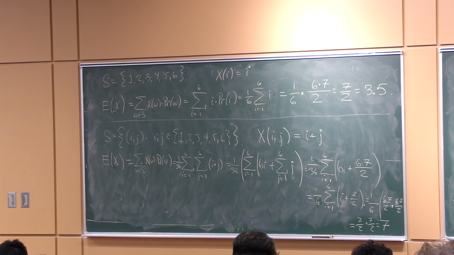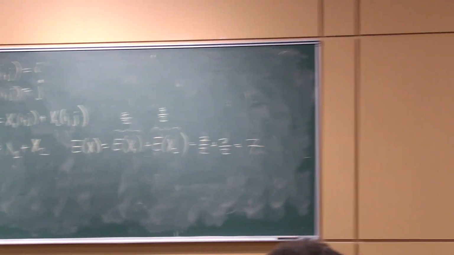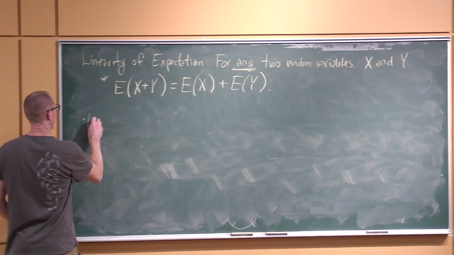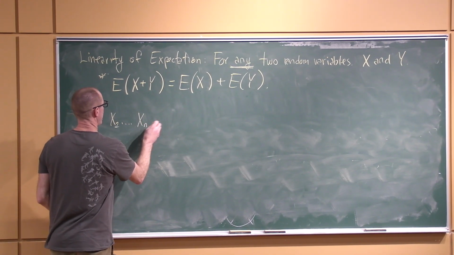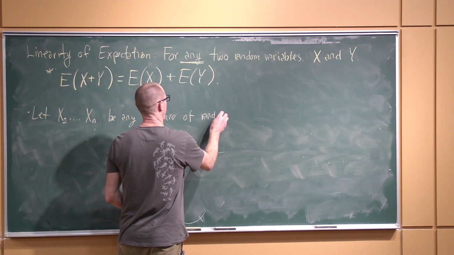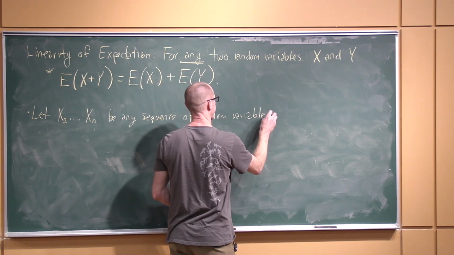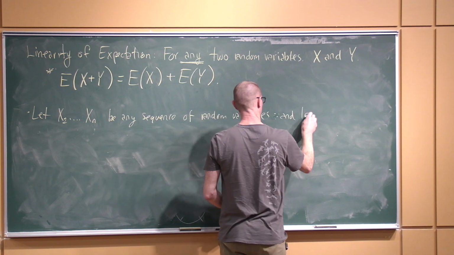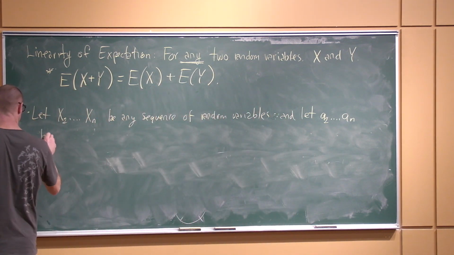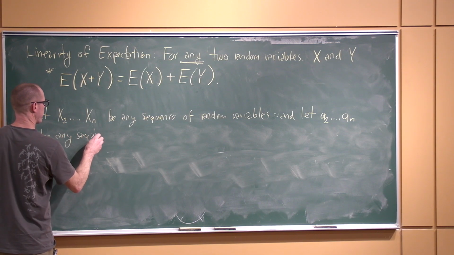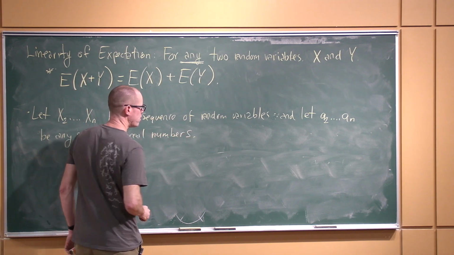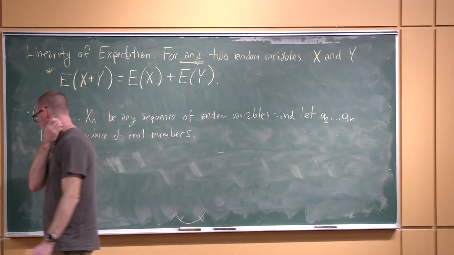So here's the big generalization. Let X1 to Xn be any sequence of random variables, and let a1 to an be any sequence of real numbers. So just think of all of these as 1 if you don't want to deal with them now.